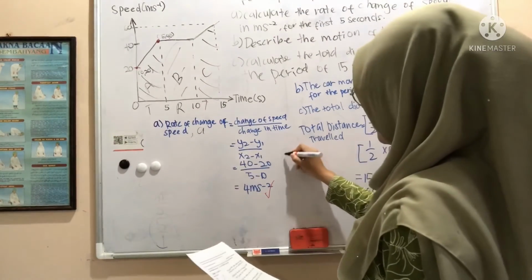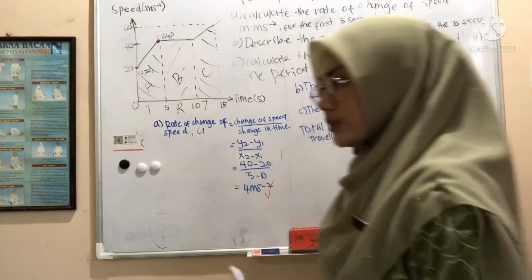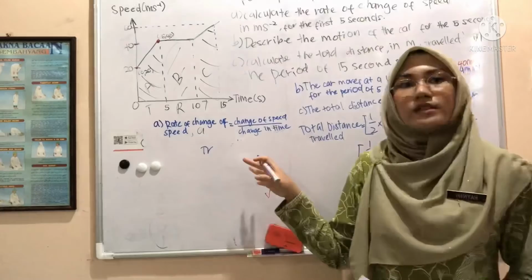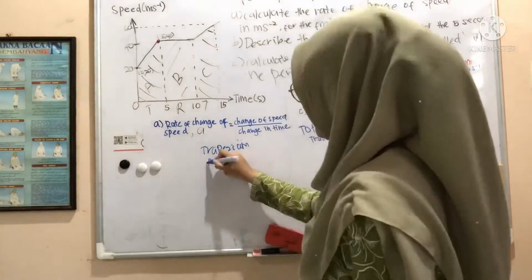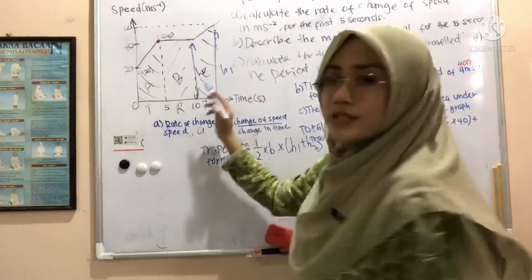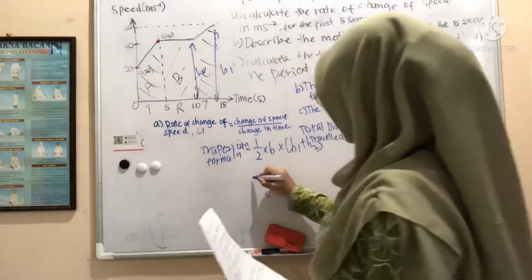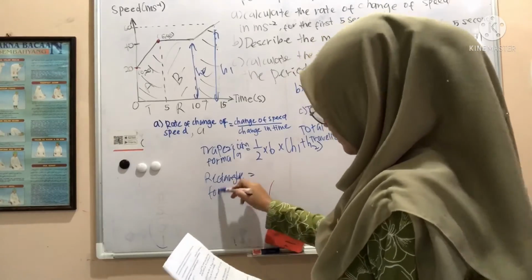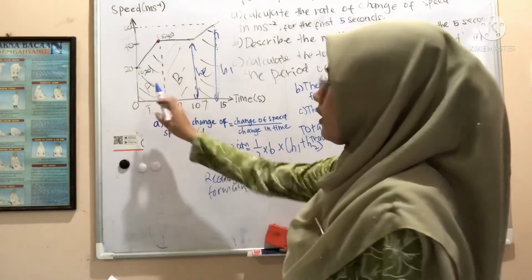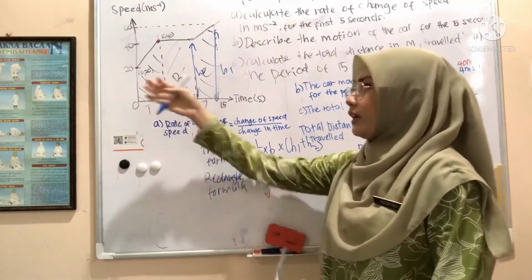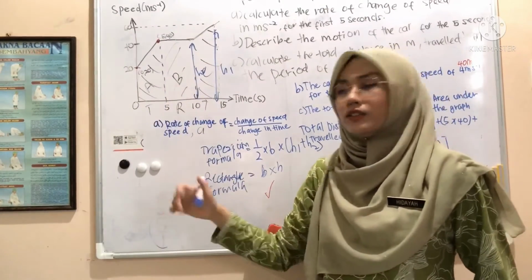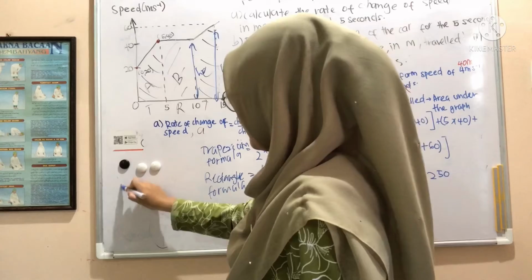So they use the trapezium formula, which is 1/2 times base times height 1 plus height 2. This height is height 1 and this is height 2. We are familiar with this formula, right? So it's easy. For the rectangle, the formula is base times height. So I will draw to make it clear. You can take out the shapes from this graph and draw them outside the graph, like I do right now.